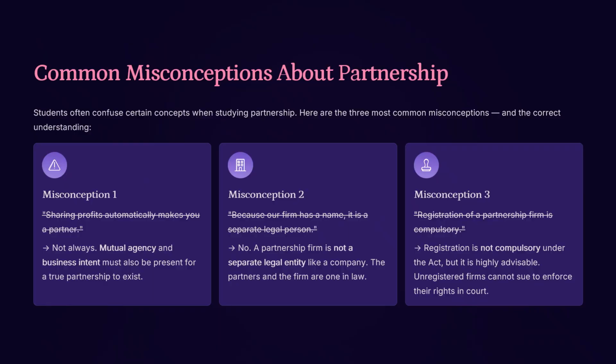Common misconceptions about partnership. Misconception 1: Anyone who shares profit is automatically a partner. This is not correct. Profit sharing alone does not create a partnership. The most important condition is mutual agency. Without mutual agency, there is no true partnership. Misconception 2: A partnership firm has a separate legal identity. Again, this is incorrect. Unlike a company, a partnership firm and its partners are not separate legal entities.